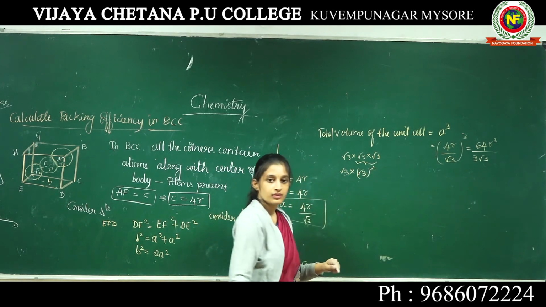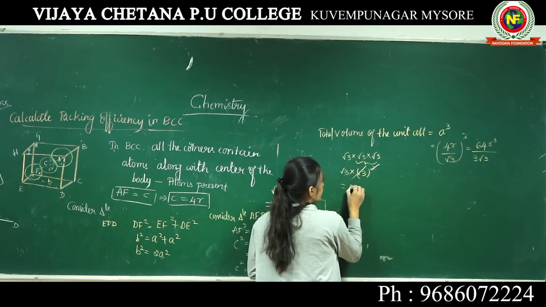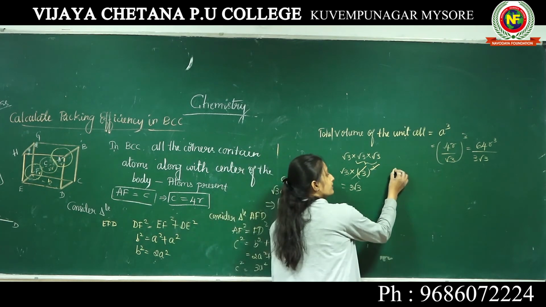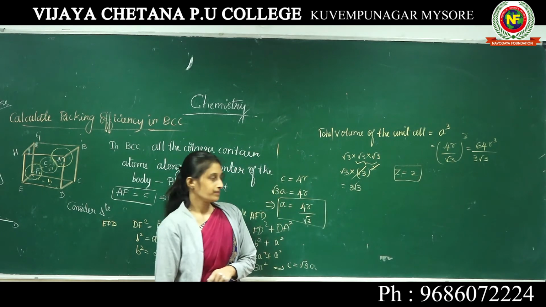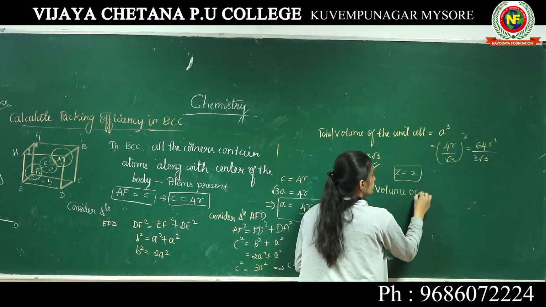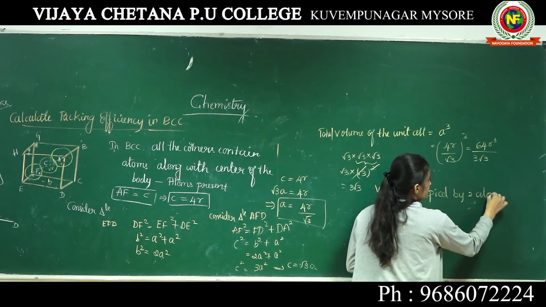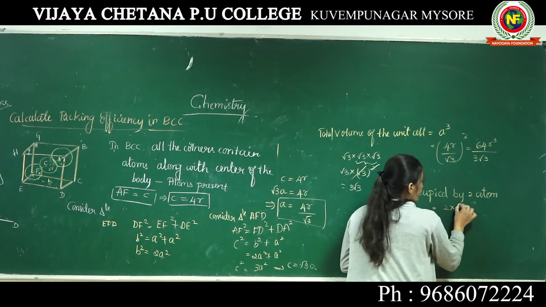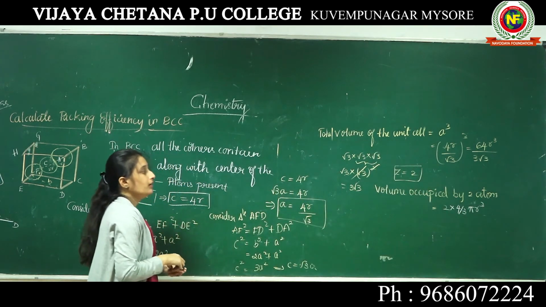Shall I write like this? Next, these two root 3 get cancelled. Then this becomes 3 root 3. Same thing I mentioned there. You know the number of atoms present in BCC is 2. Z value is equal to 2. Next, volume occupied by 2 atoms or 2 spheres is equal to 2 times 4 by 3 pi r cube.